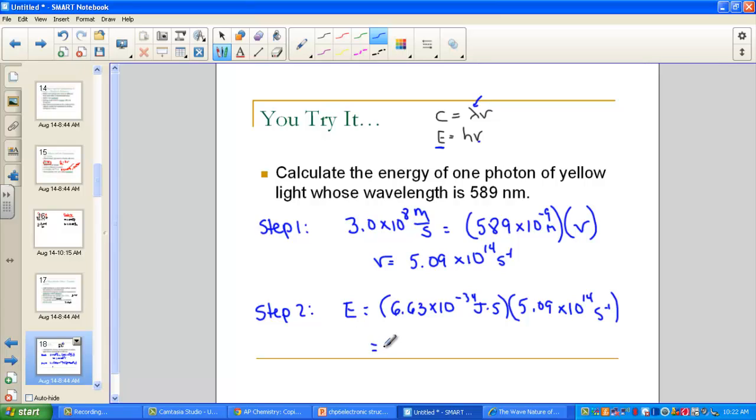So while I still have that on my calculator from taking speed of light divided by wavelength, I'll multiply that by Planck's constant, 6.63 e negative 34, and I find an answer, 3.376, let's use 2 decimals, 3.38 times 10 to the negative 19th joules of energy. In our two-step process, step 1 converted wavelength to the frequency. We needed frequency to plug into the equation to solve for energy. Straightforward algebra.